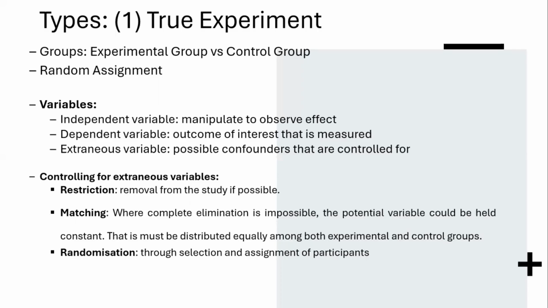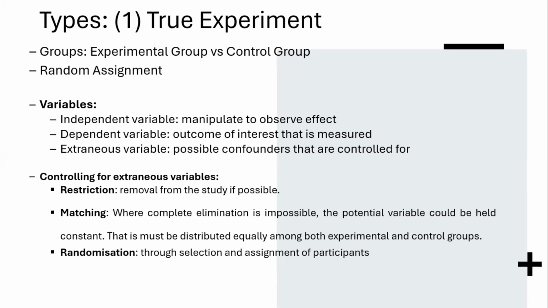The other method is what we call matching. That means that where you cannot remove or you cannot restrict that extraneous variable, you can decide to match them. So you may decide to say, okay, all the participants I'm having are all having some underlying chronic conditions, and so I am going to match them. So we are picking all participants that have COVID and also have hypertension. So you match them on hypertension.